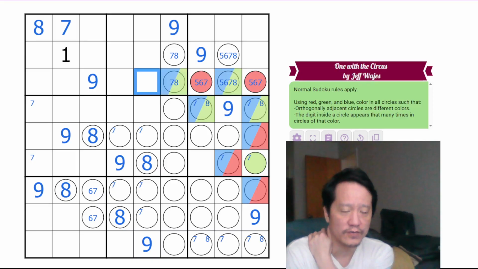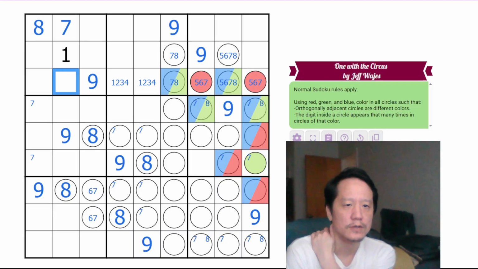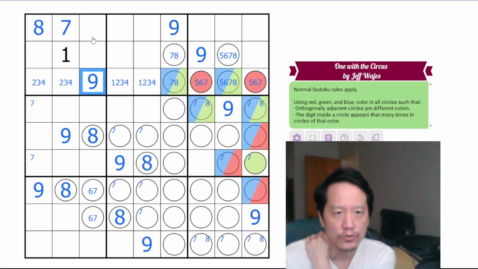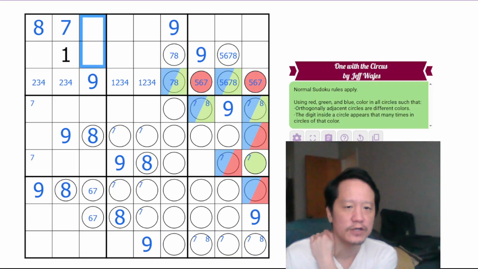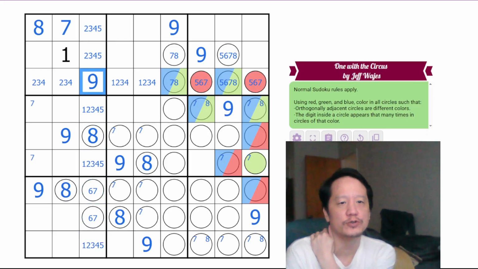We have a 5, 6, 7 quadruplet in row 3, so this is 1 through 4. There's no 1 here. This is 2, 3, or 4. Remaining digits in column 3 are 1 through 5. No 1 here. So we have a 2, 3, 4, 5 quadruplet in box 1.